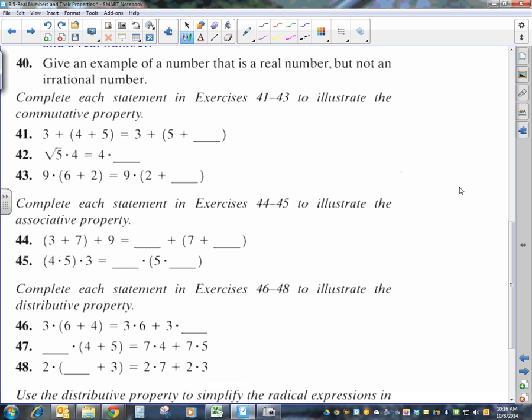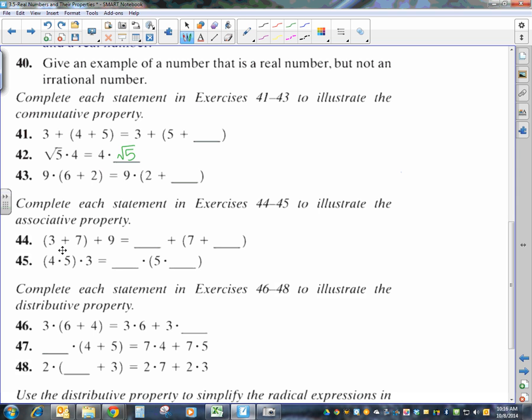Again, the point of it is I don't want you to necessarily remember, you need to know what the name of it is. I'm going to give you a list of them, but you've got to be able to recognize it. So when you look at this problem here, it asks me to complete the statement to illustrate the commutative property. Commutative says I can change the order. So the square root of 5 times 4 is the same as 4 times, what am I missing? But the square root of 5.